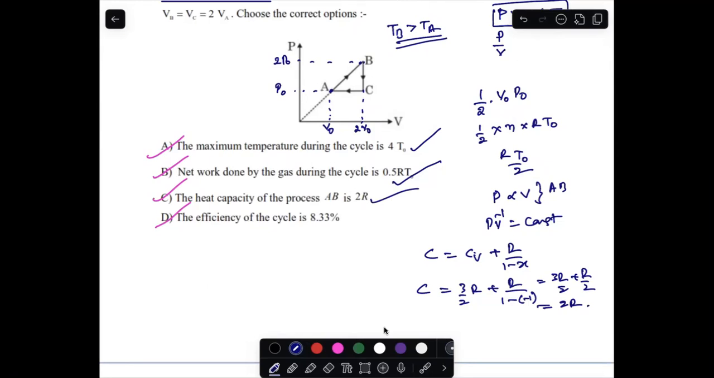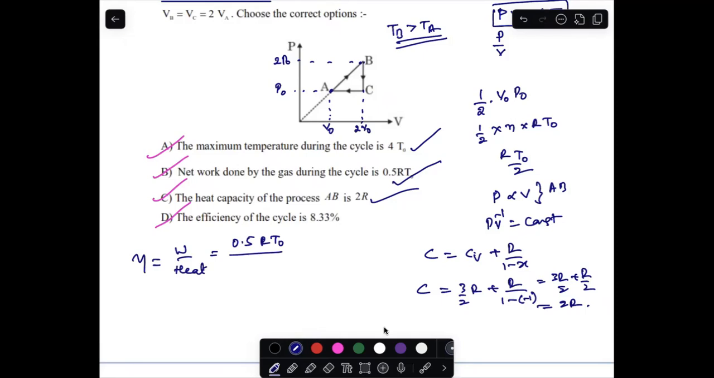Efficiency, very simple. Efficiency means heat taken is happening only during the AB process. Work I have already calculated. So efficiency is work by heat taken in. Work I have already calculated. That becomes 0.5 RT naught.